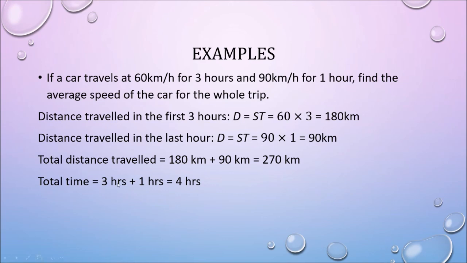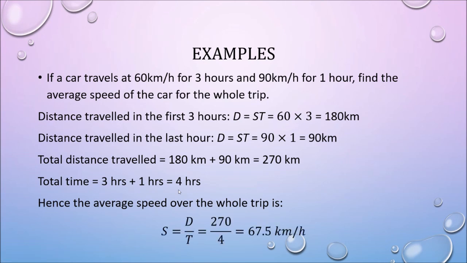And our total time is our 3 hours plus our 1 hour, which gives us our 4 hours. So we can say the average speed over the whole trip is our total distance, which is our 270, divided by our total time, which is 4, and that will equal 67.5 kilometres per hour.